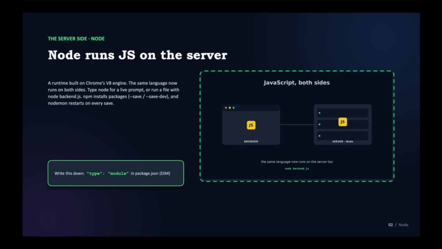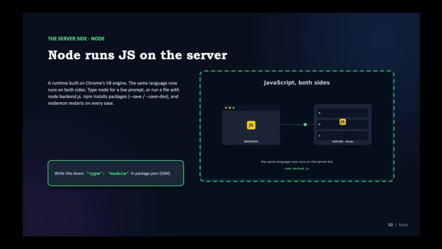In practice, if I type node in my terminal right now, I get a live prompt where I can just run JavaScript right there. But more usefully, I'll write my server code in a file and run it with node backend.js. A few things that you will use constantly: npm. Npm is a package manager. So npm basically installs and pulls in libraries, so you can do that by using double hyphen save, for things your app needs to run. And when you use double hyphen save hyphen dev, that tag is basically for the tools you only need while developing.